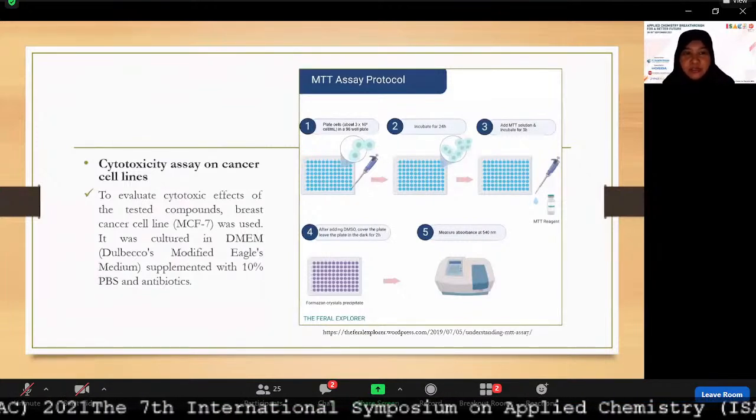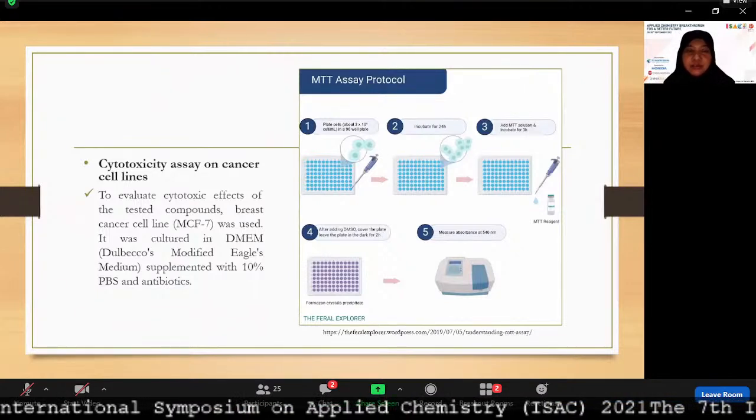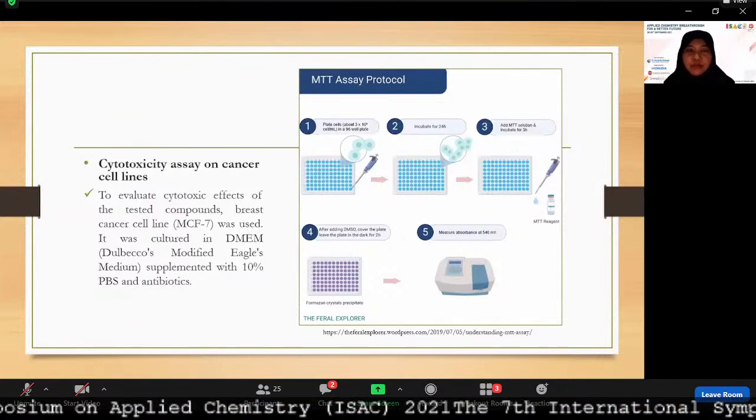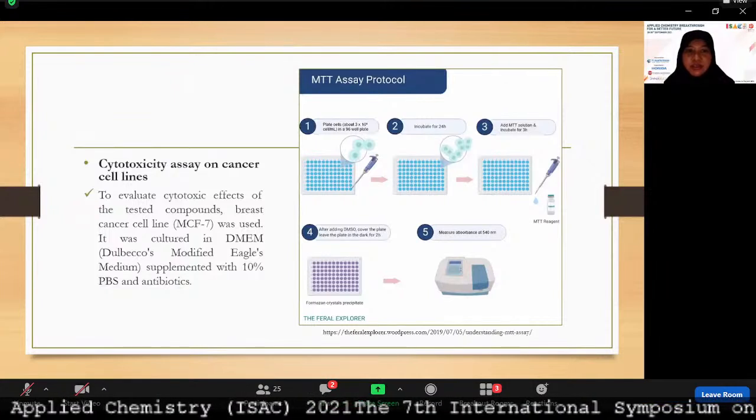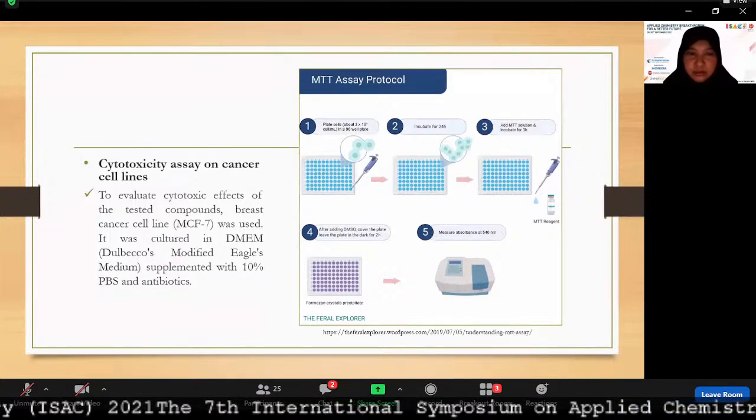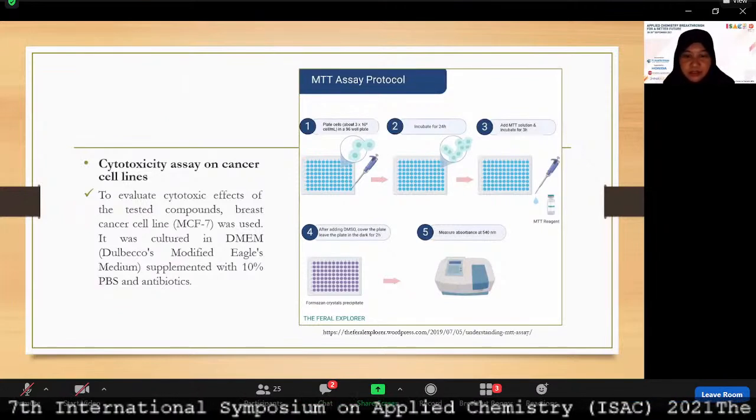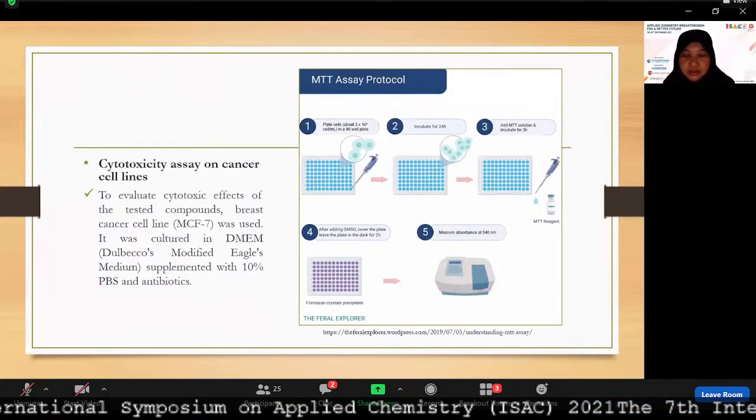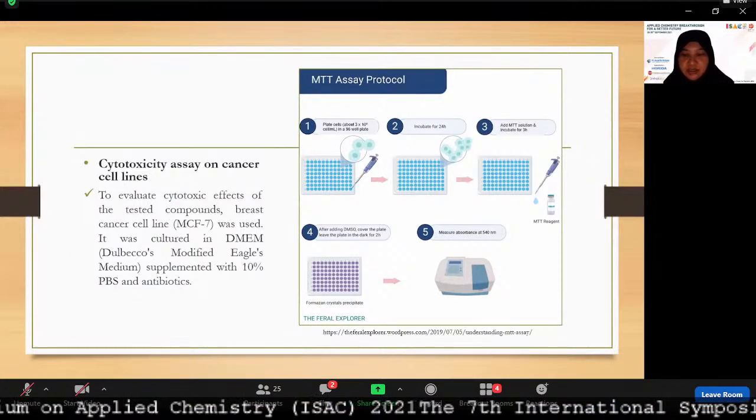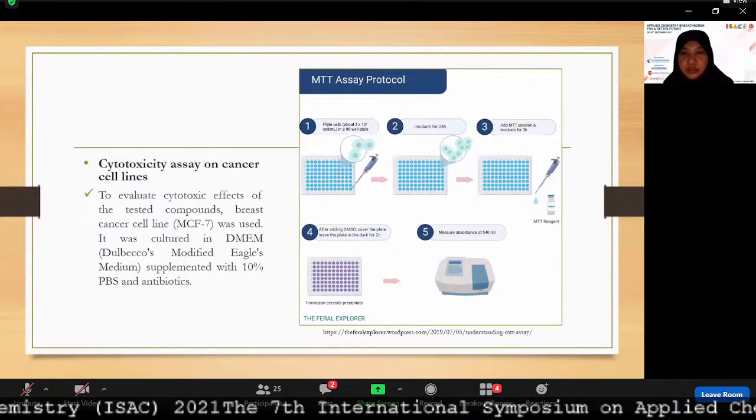And then, a cytotoxicity assay on a cancer cell line was performed to evaluate the cytotoxic effects of the test compound. The breast cancer cell line was used. It was cultured in DMEM supplemented with 10% FBS and antibiotic. The cells were placed in a 96-well microplate at an initial cell density of approximately and cultured in a CO2 incubator.